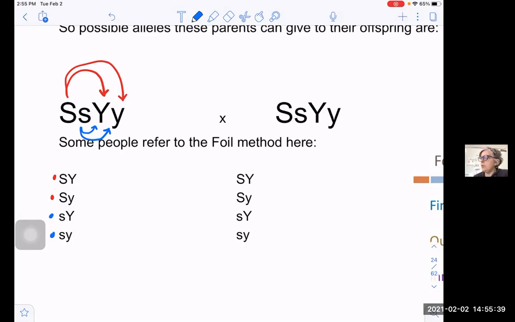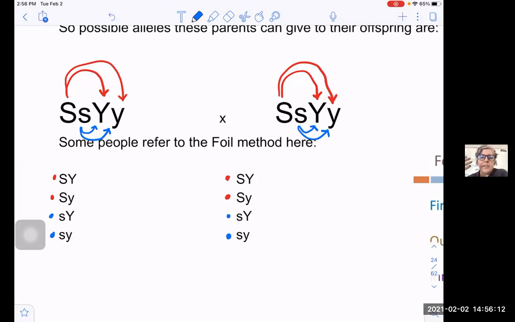So I'm going to show you this one more time with the next parent. The next parent has the exact same genotype. So they can pass on big S, big Y. That's the first one. Big S, little y is the second one. Little s, big Y is the third. And little s, little y.